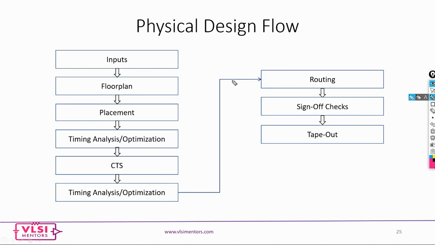So physical design input. You will get inputs from the synthesis team, and then you do your floor plan, and then placement, and then your timing analysis and optimization, and then CTS. Actually, we do this thing together. After CTS, again, you do timing analysis and optimization, and then routing, and then you do all the sign off checks, and then once everything is fine, you go for tape out.